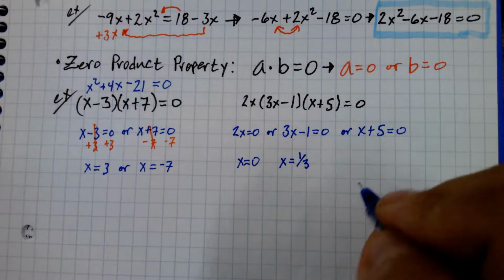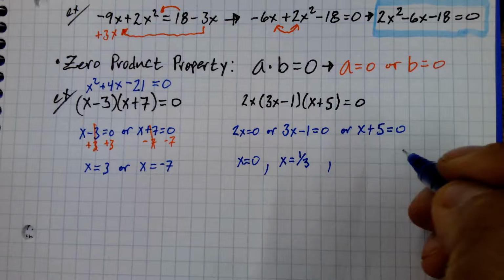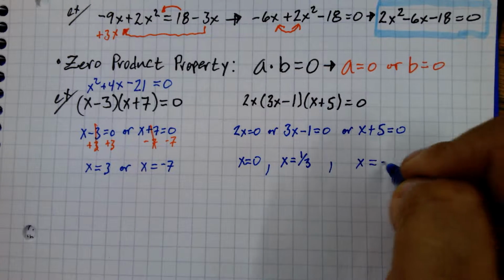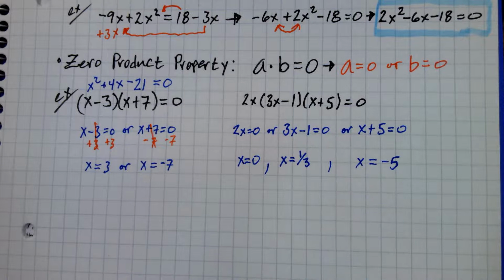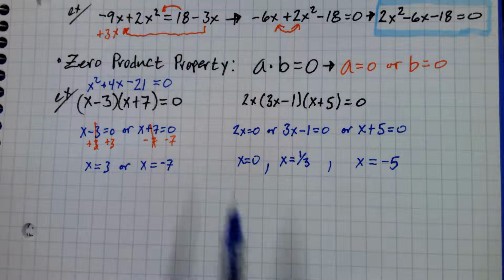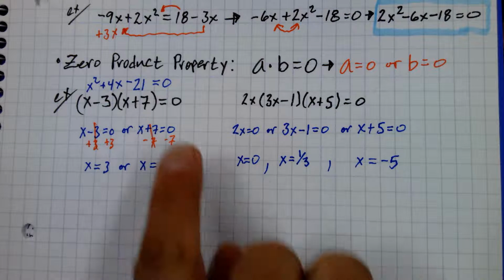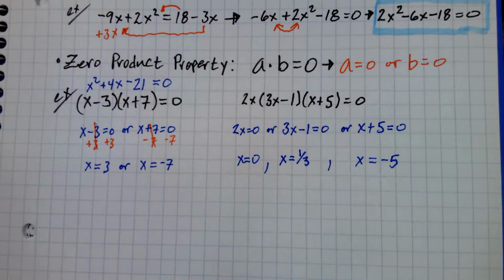What's my last possibility? x plus 5 equals 0, so x equals -5. Subtract 5 from both sides. So there's my 3 answers to this one. And if I multiply it all back together again, it's actually a cubic equation. Now the only thing really left to do is actually solve by factoring. We're going to do that extra step. Start from this and then go to this.